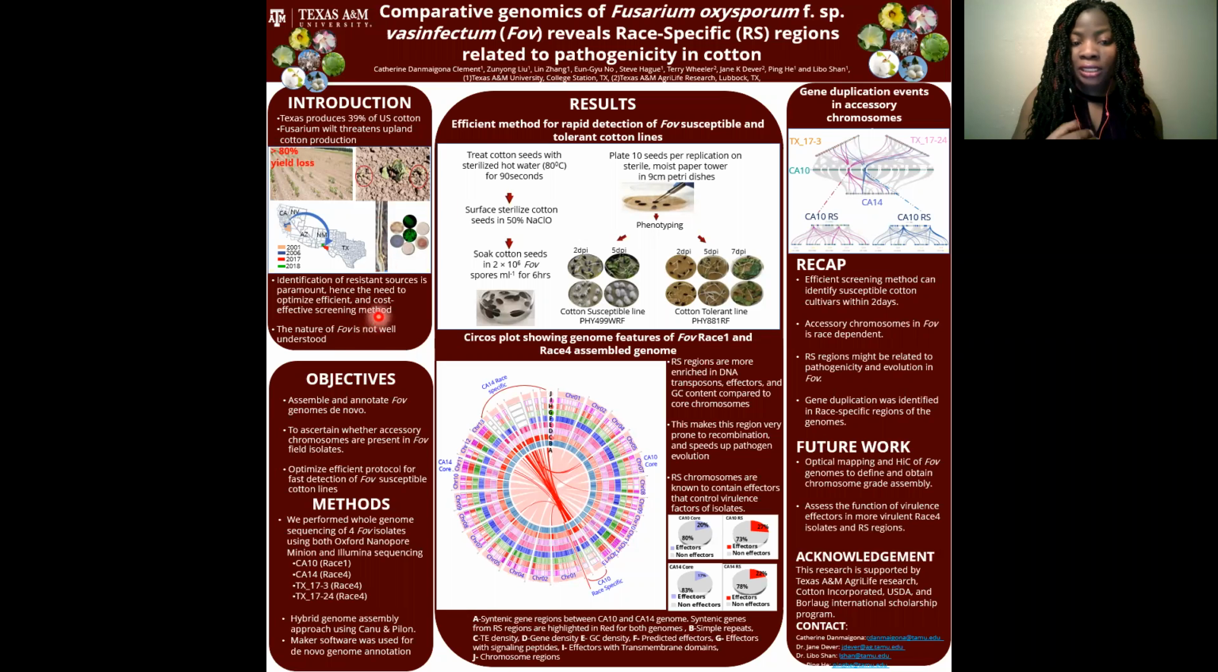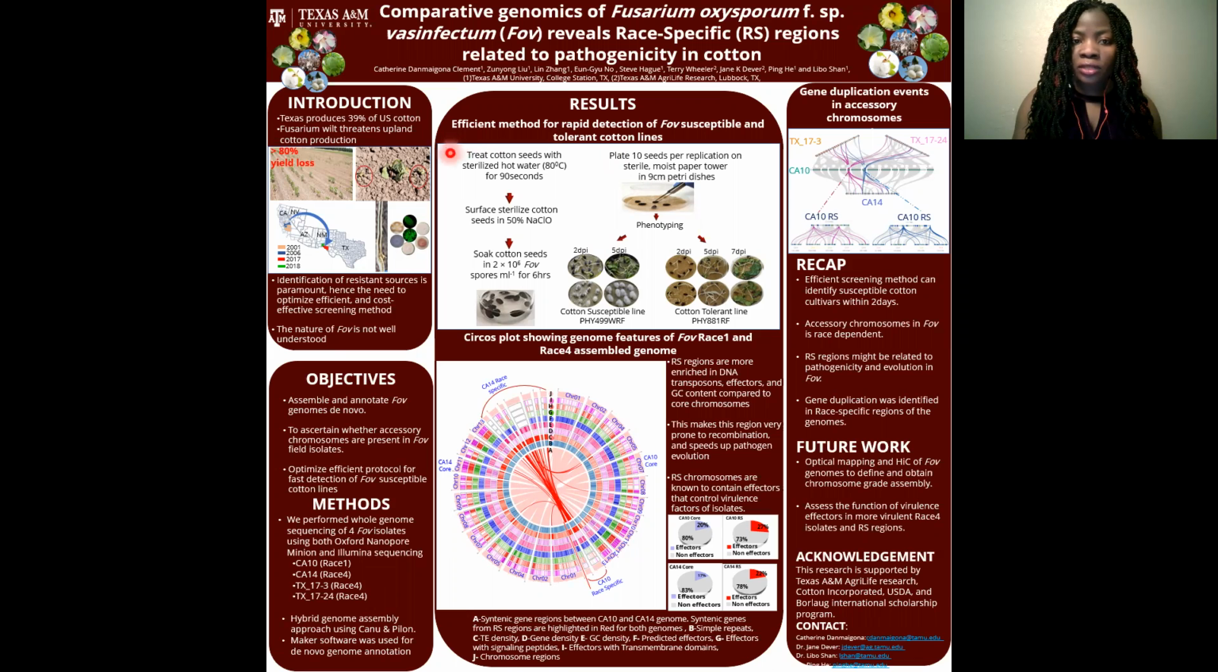It is important to identify resistant sources in order to solve the problem of FOV, and it is also important to understand the nature of this pathogen. Our objective was to assemble this genome and understand if this genome does contain accessory chromosomes, and we also set out to optimize an efficient protocol to screen for resistance to this pathogen. Our methods include whole genome long-read sequencing and polishing the genome with short-read Illumina sequencing of 4 field isolates, which include race 1, race 4, and 2 Texas strains.